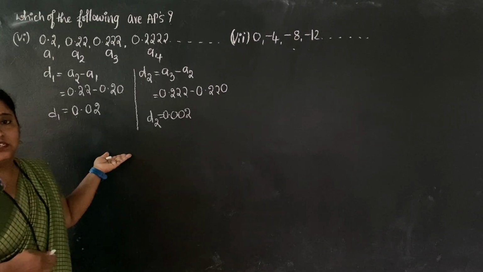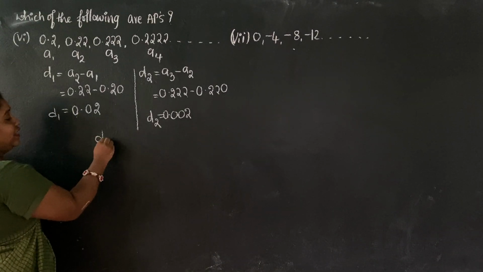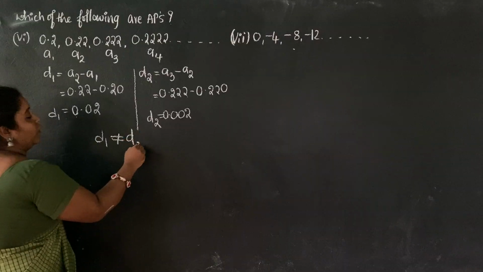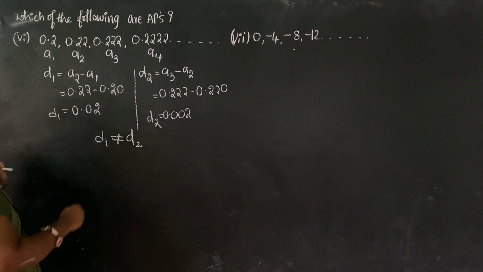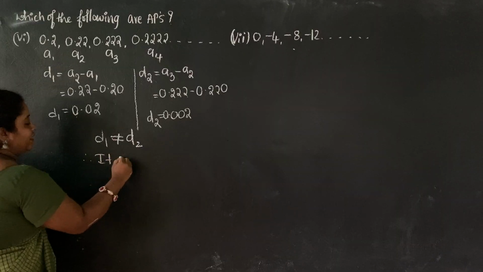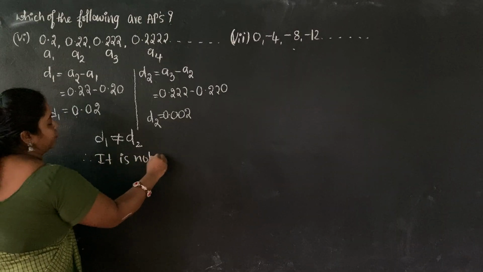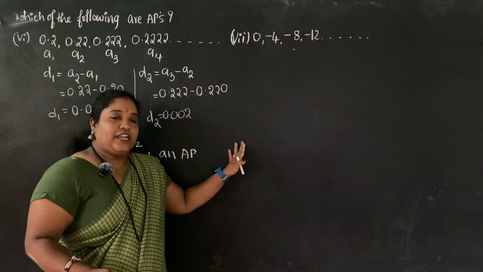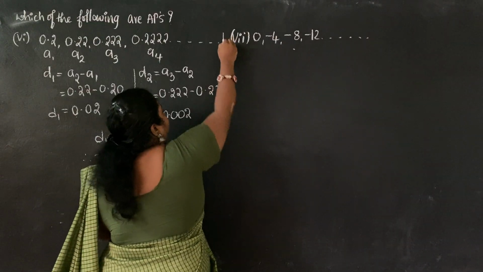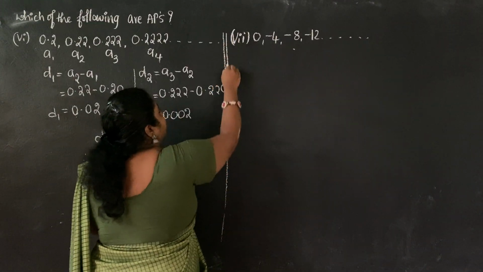You can say D1 is not equal to D2. If D1 is not equal to D2, then I can say it is not an AP. If it is not an AP, I'm not going to write the next terms. Okay, we'll move to the 7th question.